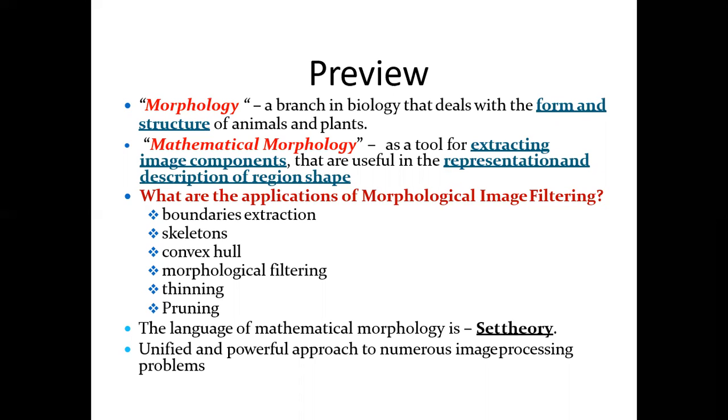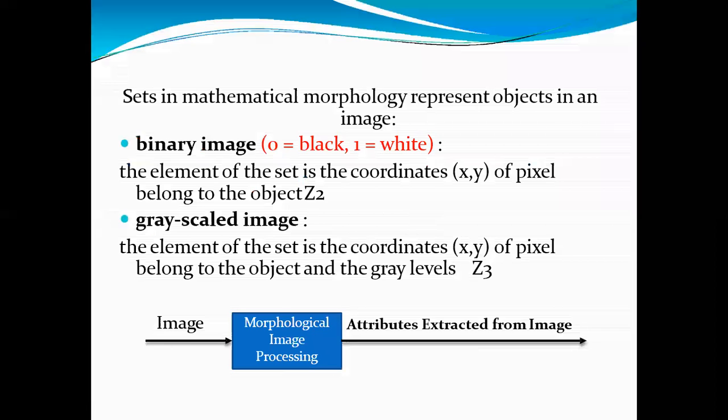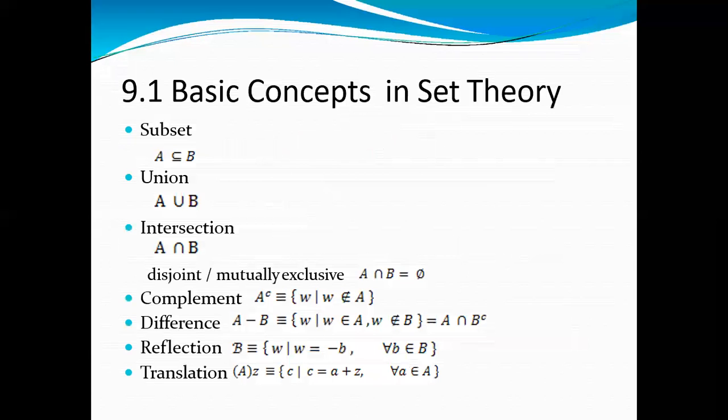The language of mathematical morphology is set theory. It is a unified and powerful approach to numerous image processing problems. Sets in mathematical morphology represent objects in an image. In a binary image, 0 means black and 1 means white. The same applies to a gray scale image with coordinates x, y, which takes 256 values. If an image is given to morphological image processing, the output will be attributes extracted from the image. These are the basic concepts in set theory.